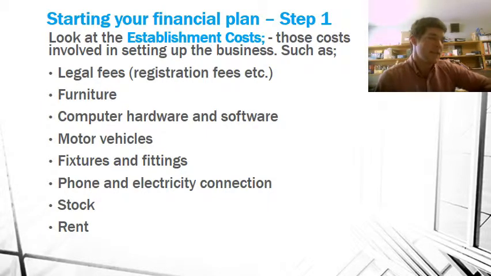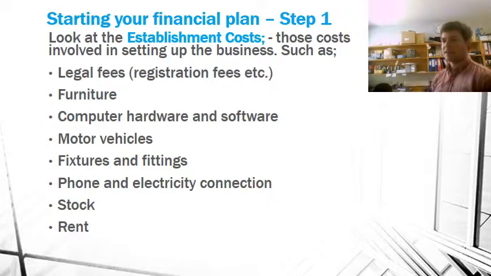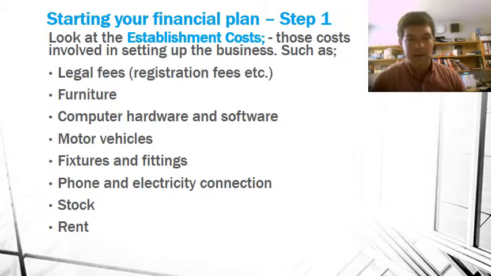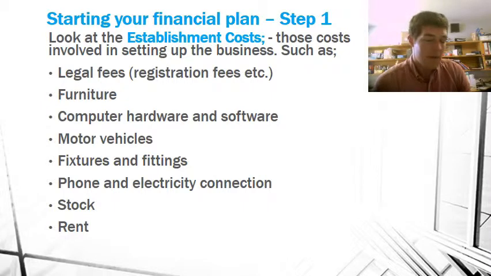Fixtures and fittings. You don't want the sun blinding through the window onto your computer, you might have to get some blinds. You want a nice carpet in the office? Well, you've got to pay for it. Phone and electricity connection. Obviously, even the caves in Afghanistan had phone and electricity connections when the Taliban were operating there. Most offices, obviously the same. It's going to cost you. Stock, obviously your raw materials that you might be selling on. You might make your profit on it in the future, but at the time when you're establishing, it's just going to be an expense. And obviously the rent on the premises that you're working out of.